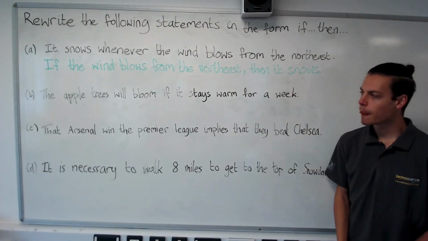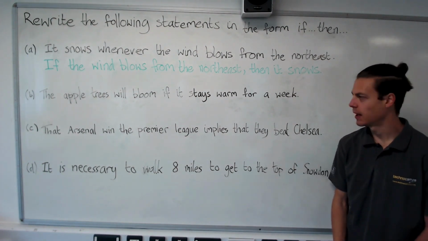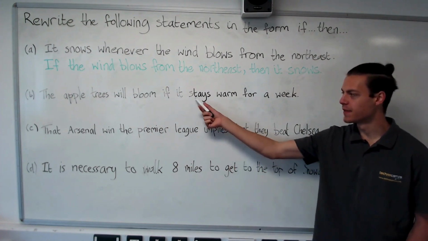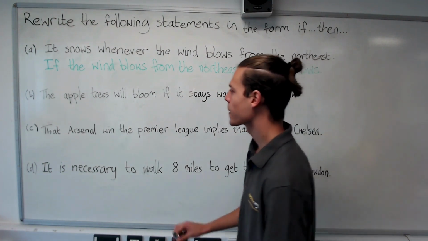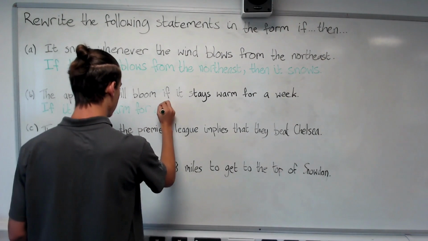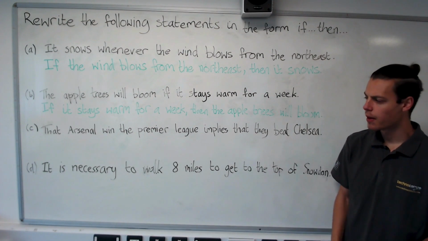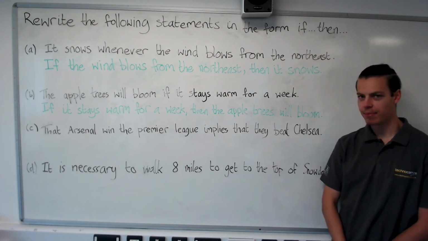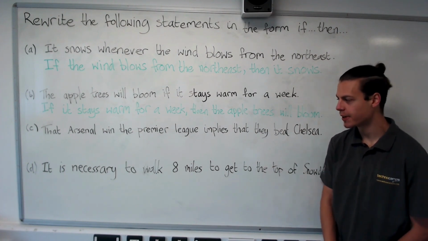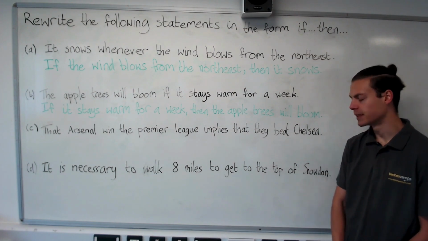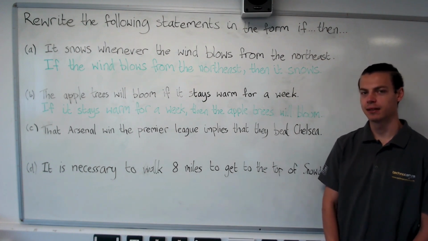Let's take a look at B. The apple trees will bloom if it stays warm for a week. All right, so that's pretty straightforward. If it stays warm for a week, then the apple trees will bloom. C. That Arsenal win the Premier League implies that they beat Chelsea. Okay, so if Arsenal win the Premier League, this implies that they beat Chelsea, right? So if Arsenal win the Premier League, then they beat Chelsea.